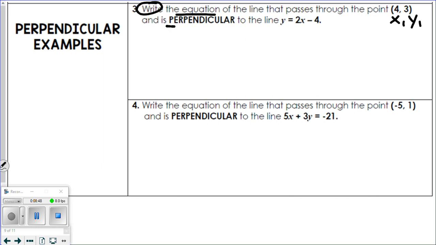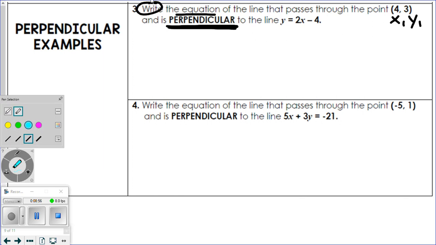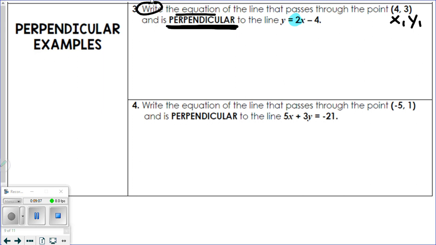And is perpendicular to the line y equals 2x minus 4. So what's the slope in y equals 2x minus 4? The slope is 2. Okay, so what is my new slope if I'm perpendicular? Remember, we have two words, opposite. So if this slope right here is a positive 2, my new slope has to be negative.